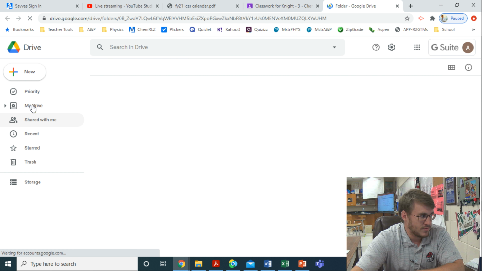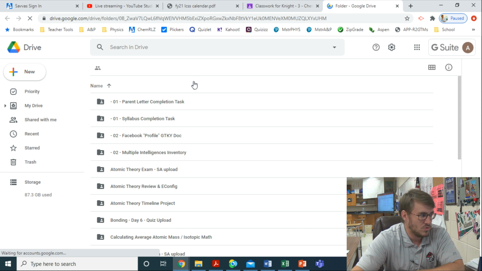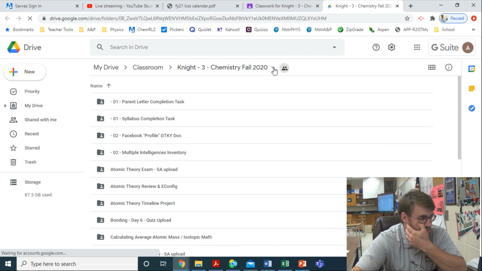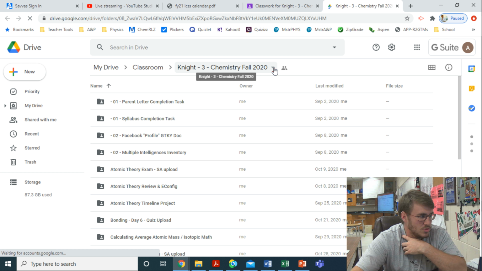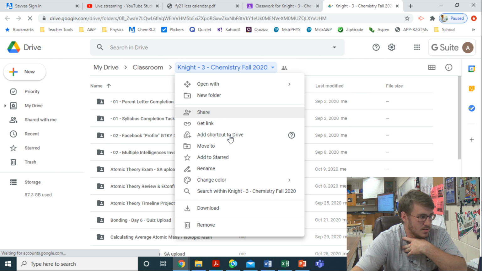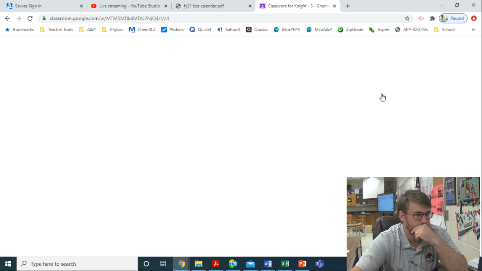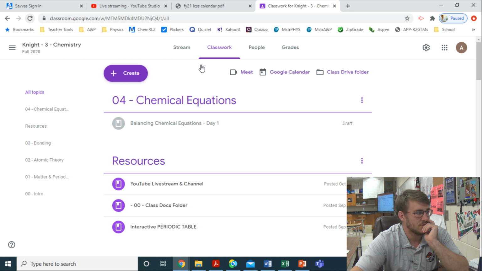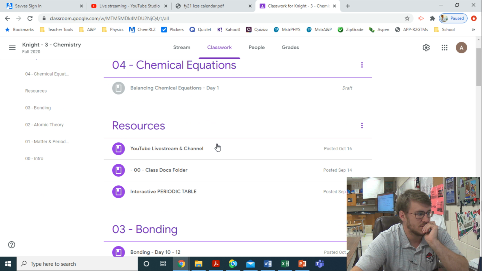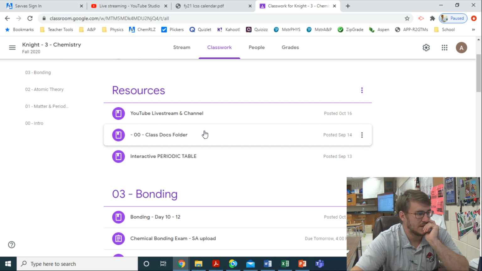Or if you pinned it, the first time you went to my Shared With Me section, you could have done Add Shortcut under this drop-down menu, and it would be in your Drive under your regular Drive portion. Of course, I own it, so it's going to open a little bit differently than yours. But once again, you go back to the Google Classroom, and ours is through resources, class docs folder. It's just the easiest way to go about getting it. So you click on this link right there.